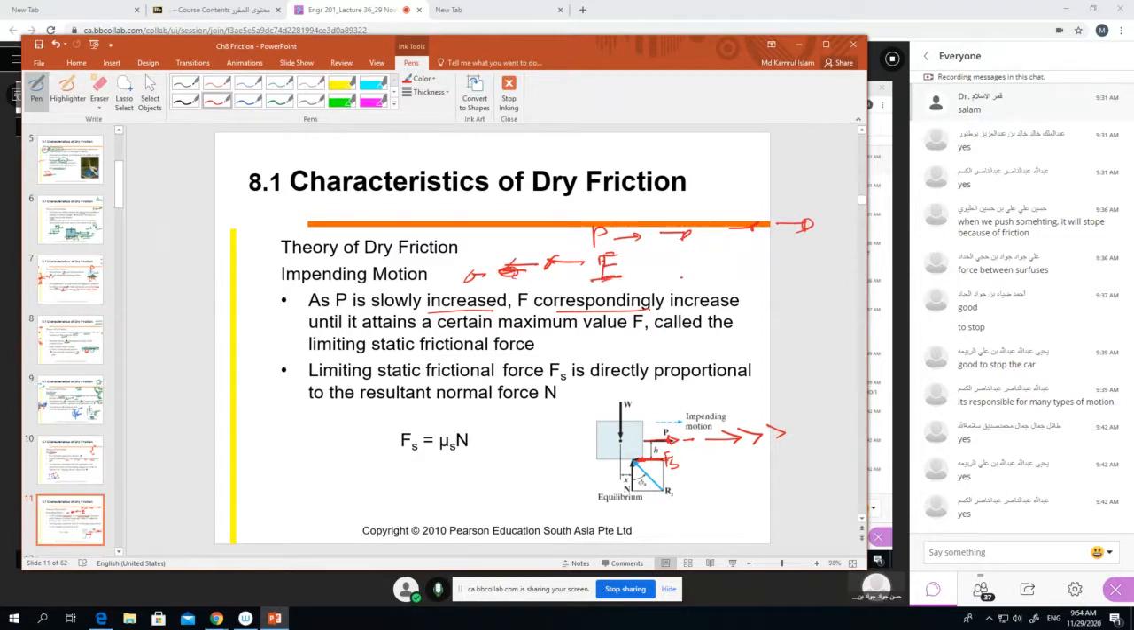If friction fails to resist, the body will start to move. P increases until it attains a certain maximum value of F. After that, F max does not, or cannot, increase. And the maximum force is called the limiting starting force. That's the limit; after that, it cannot be increased. This is called static frictional force.